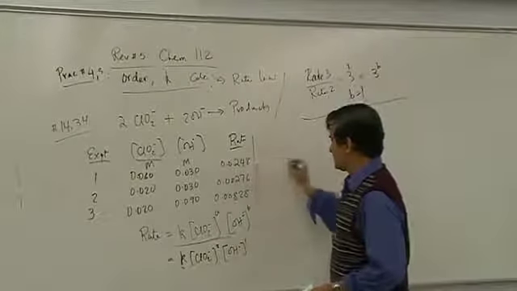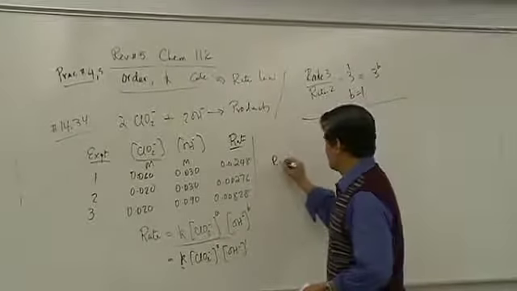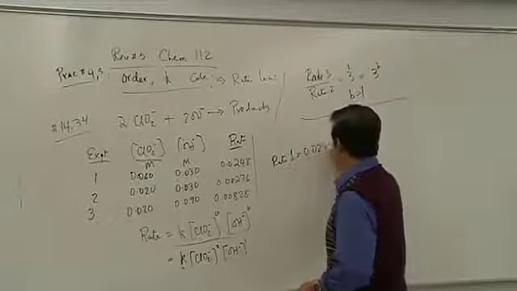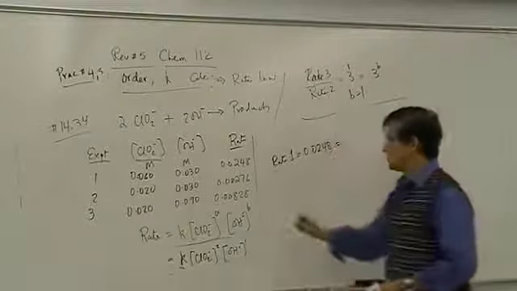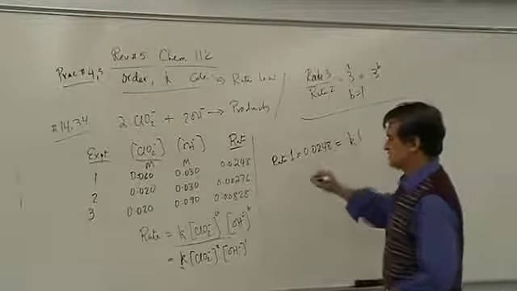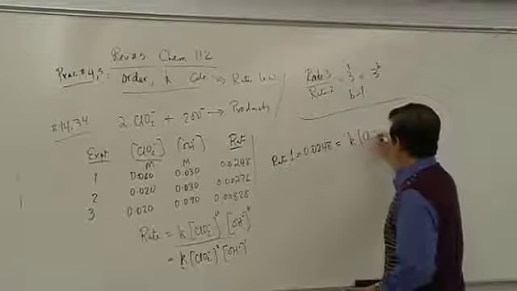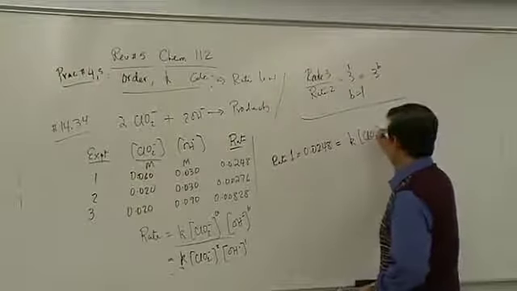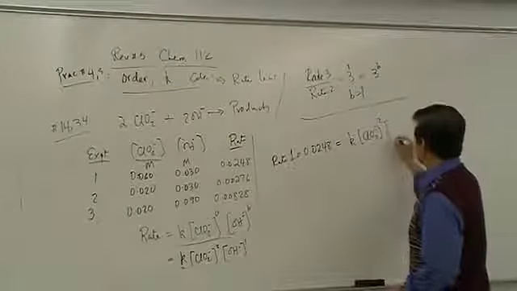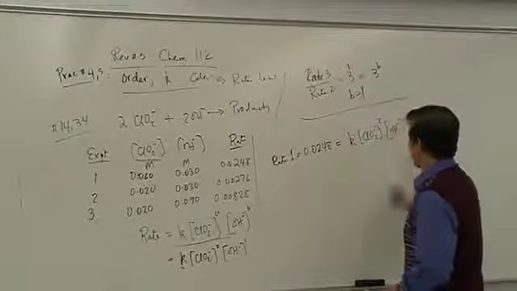Select any rate. Say I'm taking rate 1. Rate 1 equals 0.0248, which equals the rate constant times, since I know the order of reaction, ClO2 minus raised to the power 2 and OH minus raised to the power 1.